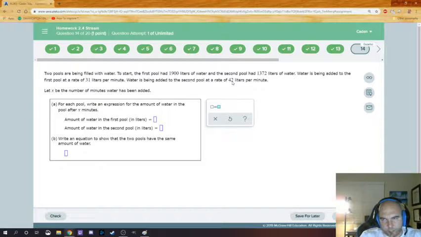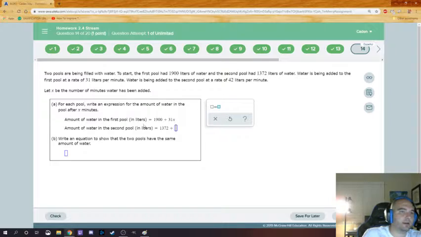So what these problems are asking you to do is 3 parts. Part 1, you need to write an expression for the first pool of water. So the first pool has 1,900 liters in it, right? And it's adding 31 per minute. And it says, make sure you write the right thing. I know m is very tempting, but it says let x be the number of minutes. So 31x is what I got right here. So the amount of water in the first pool is 1,900 liters. That's what it says it started with. And I add 31 per minute, right? The second pool of water has 1,372.